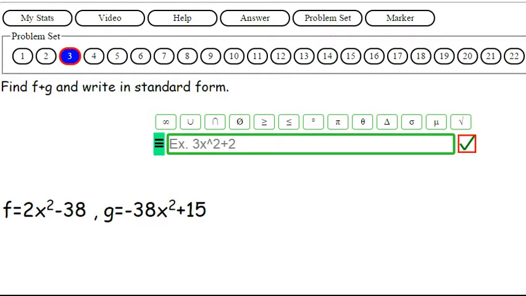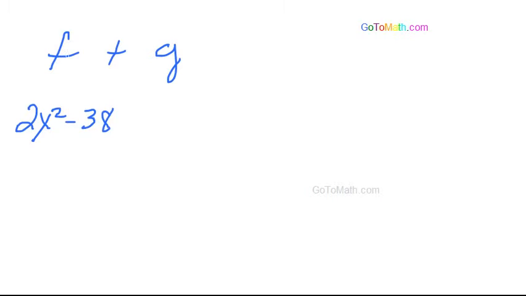Everybody got that? So we want to find f plus g. We're going to spread this out a little bit. f is 2x squared minus 38. So that's going to be your f, and then we're going to add your g over here, and that's going to be negative 38x squared plus 15. And you're probably going, hey, what's going on here? Well, that's okay. Don't worry about that. It's alright.